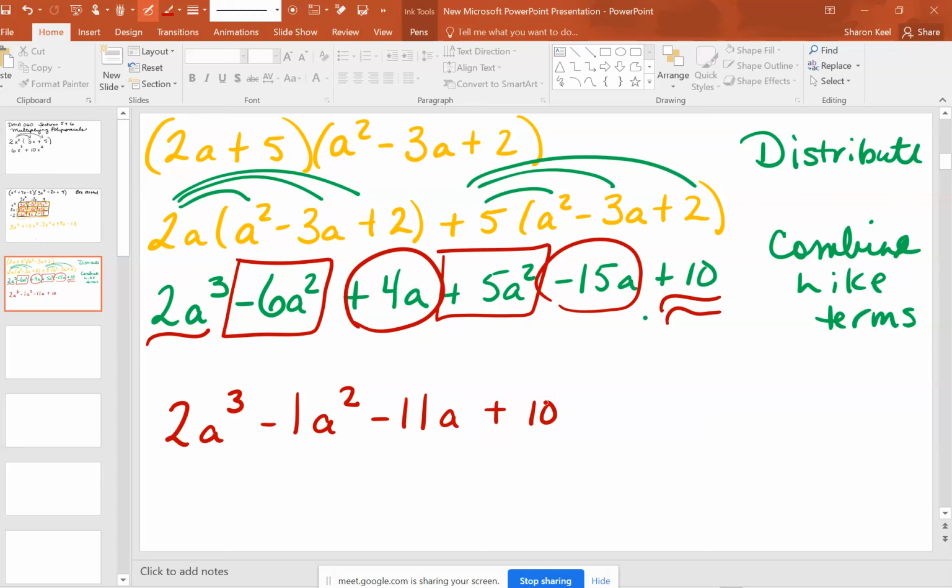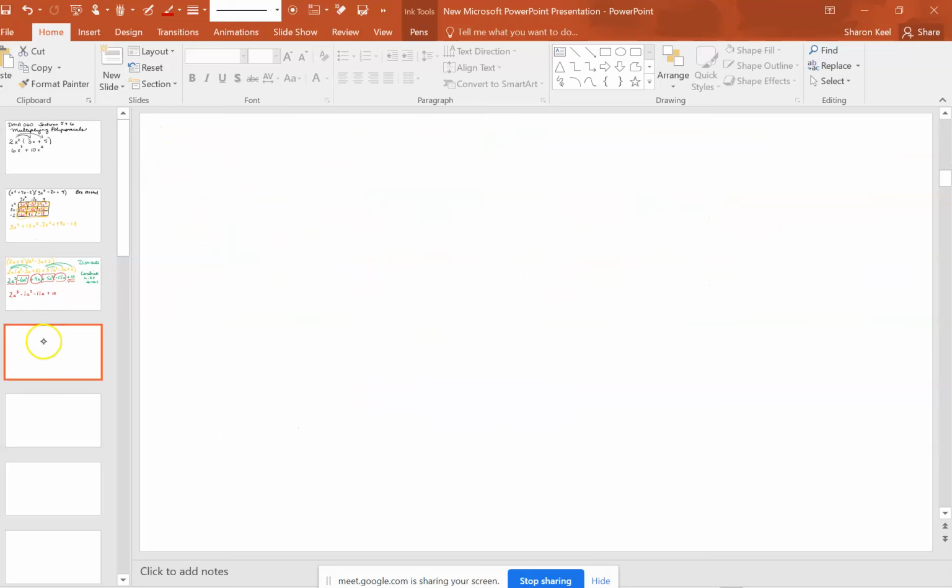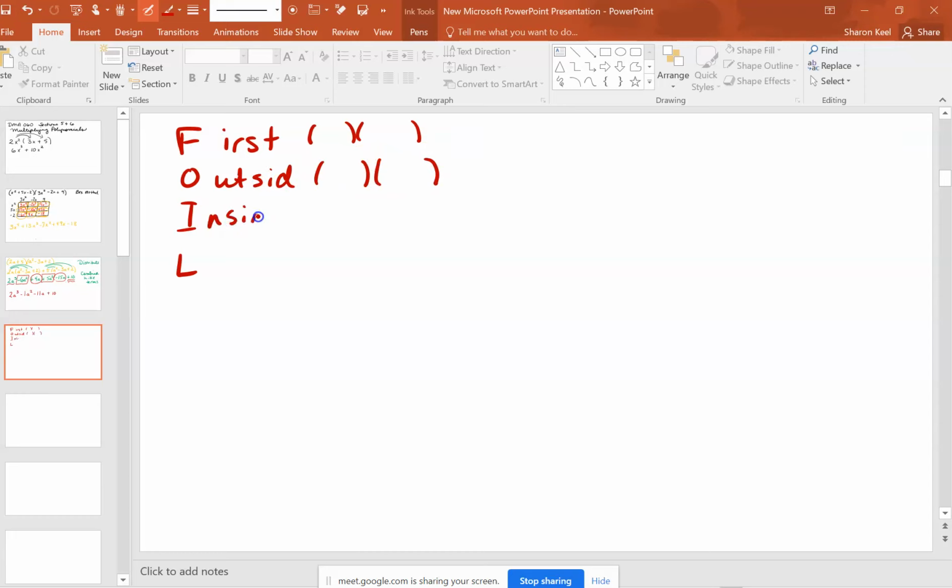The other method that we talked about was foiling, using the FOIL method. The FOIL method refers to multiplying the first terms in the parentheses. The outside represents multiplying the outer terms of the parentheses. The inside are the innermost terms of the parentheses. And last will be the last terms of the parentheses. So let me just kind of give you a visual for these.